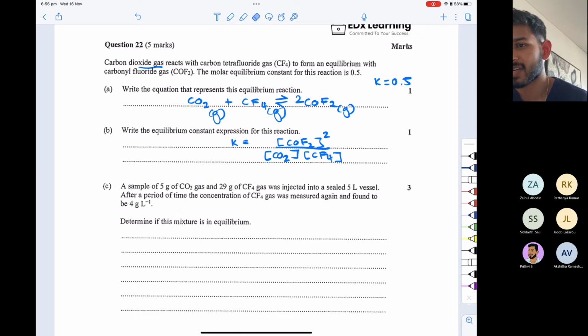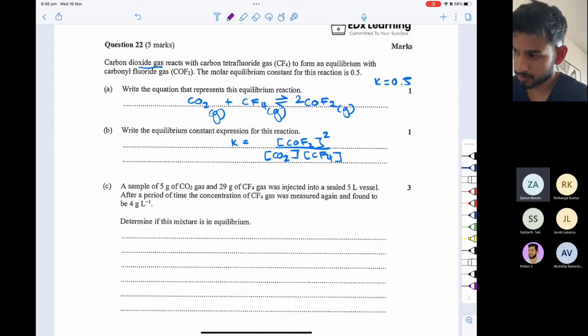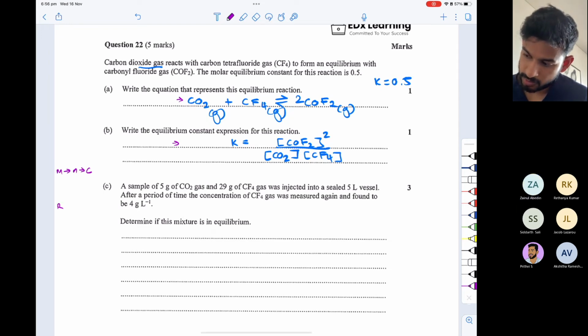Zainul, what's your plan of attack? So first of all, we've already got a balanced chemical equation. Good. We've written the expression for it, and for C, the first thing I would do is write the information that I have. Then most of it we're given the mass, so we need to convert it into moles to determine the concentration of each product and reactant. And then I would substitute it in to find the value of K. Okay, good. So you substitute.